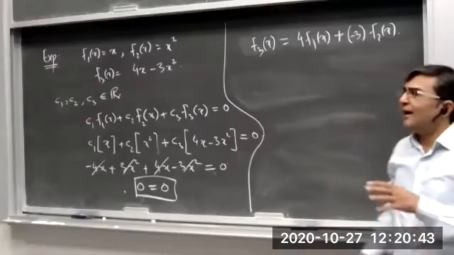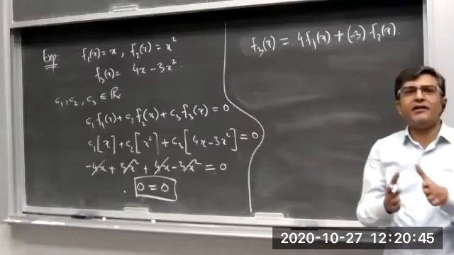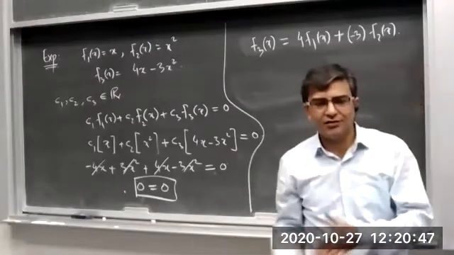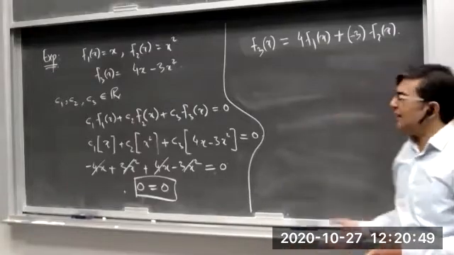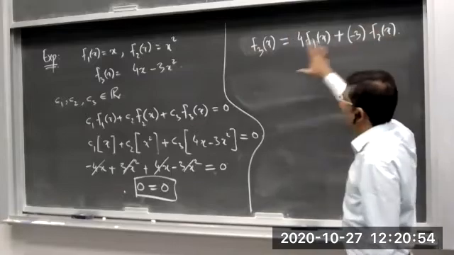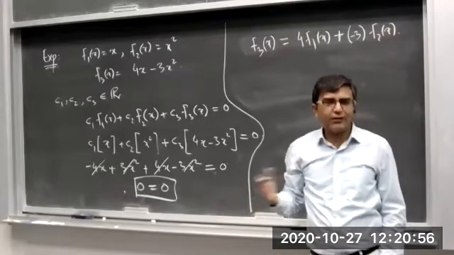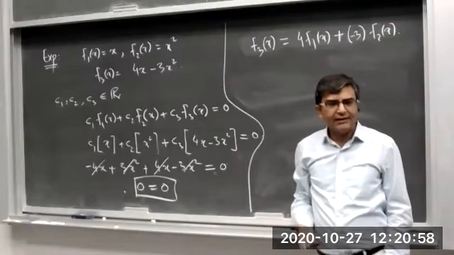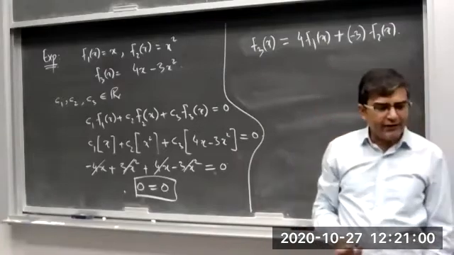Okay? If at least one of the functions can be written as a linear combination of the other remaining functions, in that case also we say that these functions are not independent functions. They are not linearly independent functions. They are linearly dependent functions.